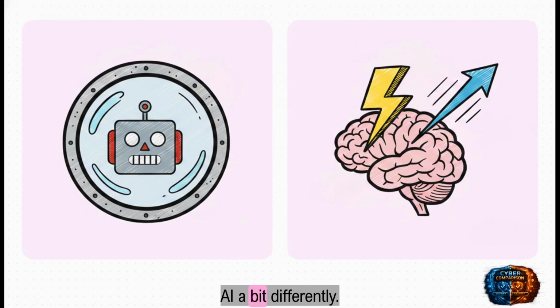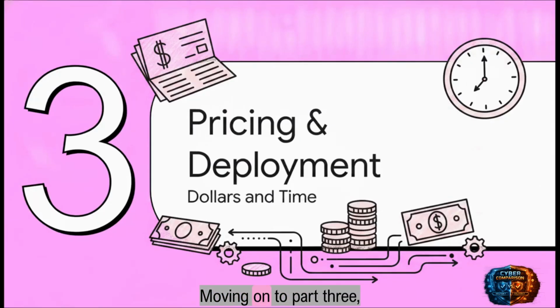Rapid7 uses their AI a bit differently. They rely on machine learning pipelines via Amazon SageMaker for incredibly fast risk score predictions. This means you get immediate risk context for a newly discovered vulnerability before a human even has a chance to analyze it. All right, moving on to part 3, pricing and deployment.